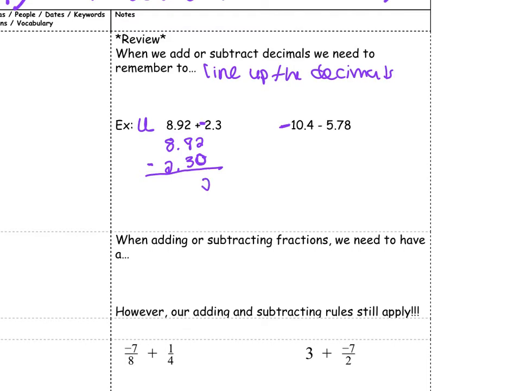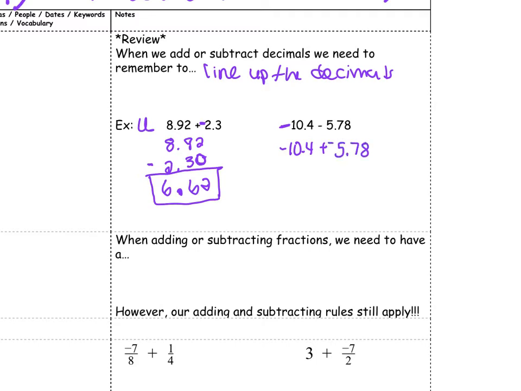2 minus 0 is 2. 9 minus 3 is 6. Bring down that decimal. 8 minus 2 is 6. So that's our answer. Remember, with subtraction, we need to add the opposite. So keep, change, change.